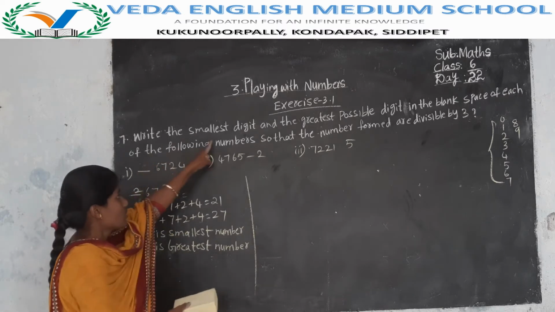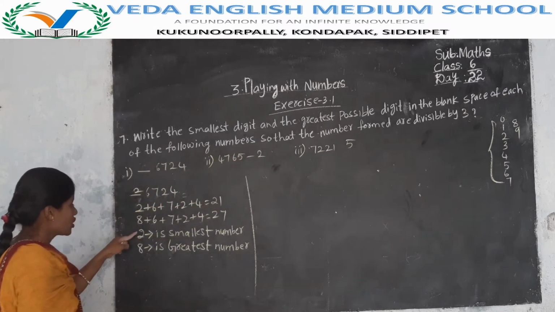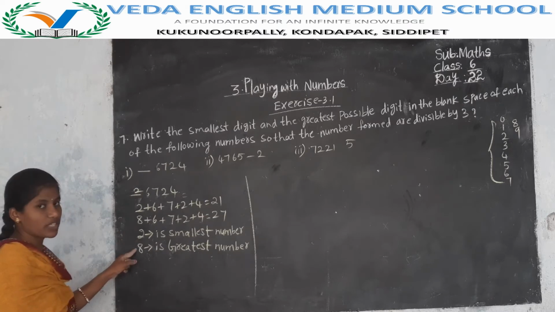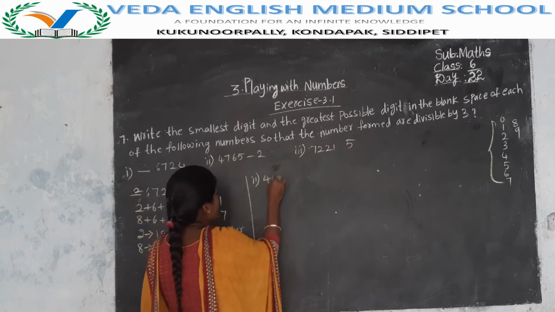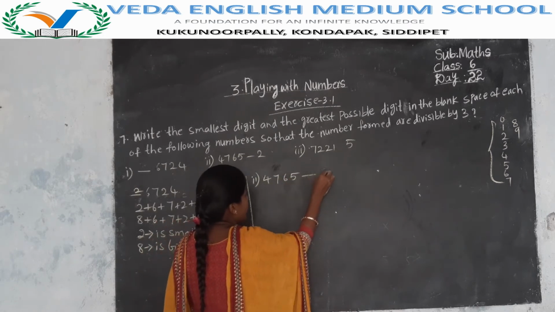Now they ask for both the smallest digit and the greatest digit. We have written that the smallest possible digit is 2, the greatest possible digit is 8. Then the second one, 4 7 6 5 dash 2.